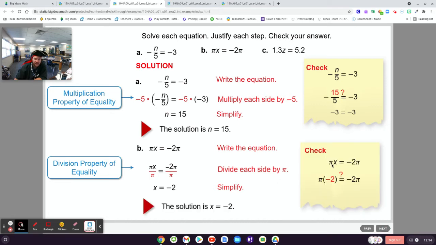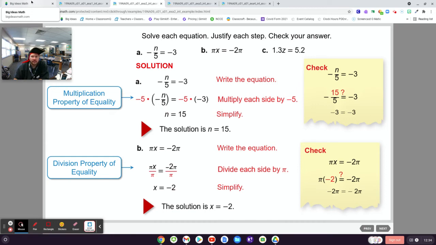So does negative 2 times pi equal negative 2 pi? Why, yes. Yes, it does. Okay, again, if I'm going way too fast, then you should rewatch the video, slow it down a little bit, pause it when you need to. The main thing, though, is ask me for help while you're actually working through problems in class tomorrow.